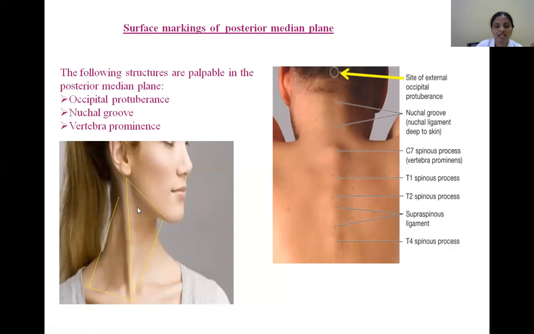Now it is divided by means of sternocleidomastoid into anterior triangle, posterior triangle. You see here, for anterior triangle, base is above, whereas posterior triangle, base is below. Okay. So the quadrilateral area is divided into two triangles.